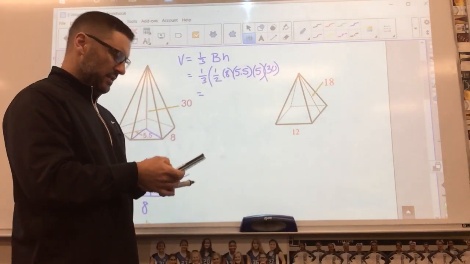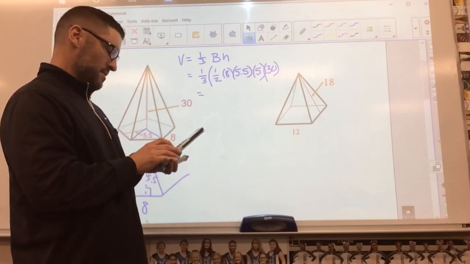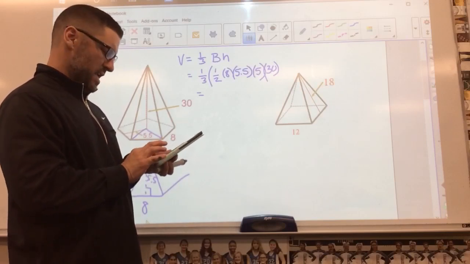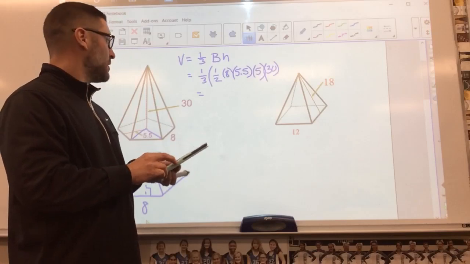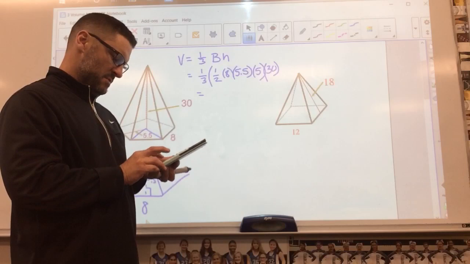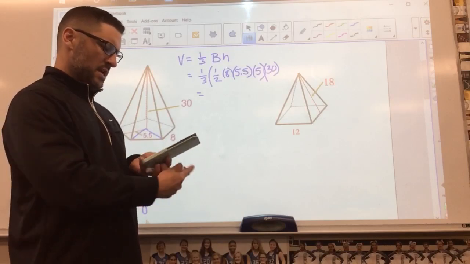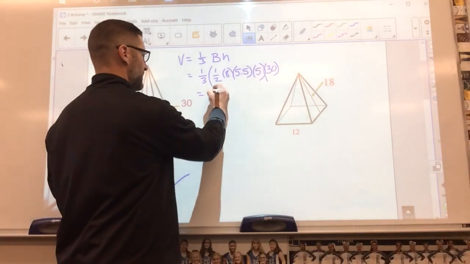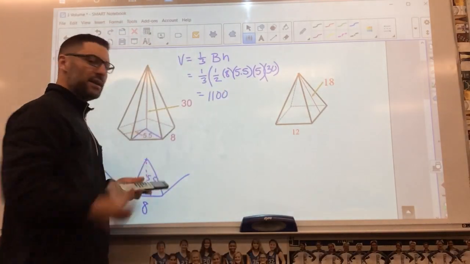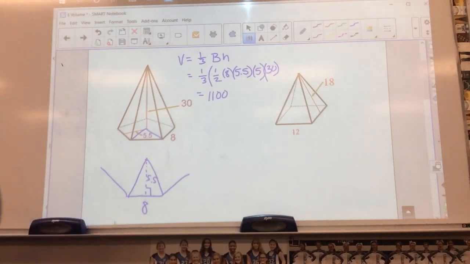You run it through your calculator while I do mine. 1/3 times 1/2 times 8 times 5.5 times 5 times 30. And I got 1100 for the volume of this thing. 1100. And I don't have a label, but again, it's 1100 little cubey thingies.